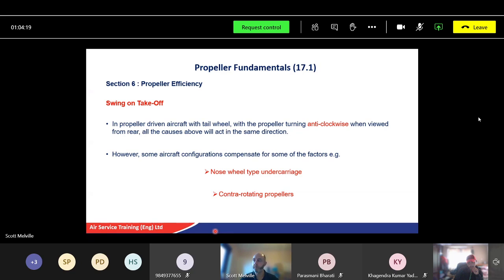Okay. And maybe some biased directional trimming. So you might actually have a trim on the back of the fin set in one direction that counteracts the forces trying to move the aircraft in the wrong direction.